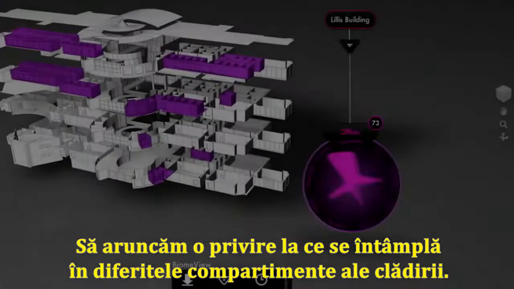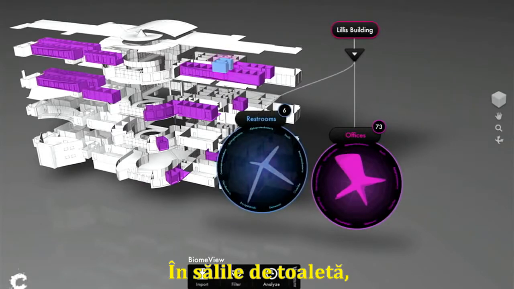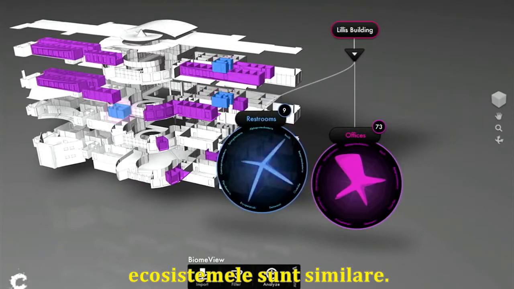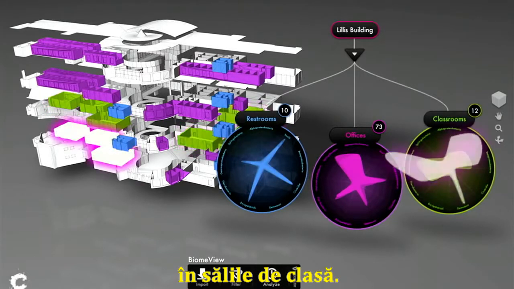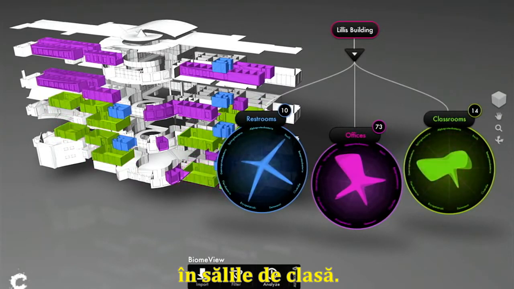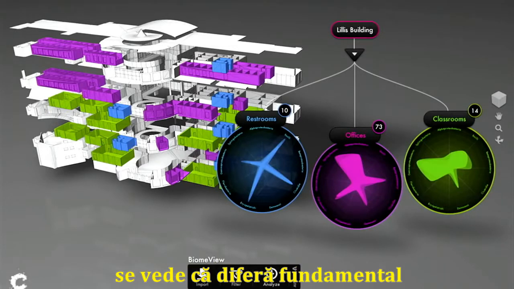Let's take a look at what's going on in different space types in this building. If you look inside the restrooms, they all have really similar ecosystems. And if you were to look inside the classrooms, those also have similar ecosystems. But if you look across these space types, you can see that they're fundamentally different from one another.